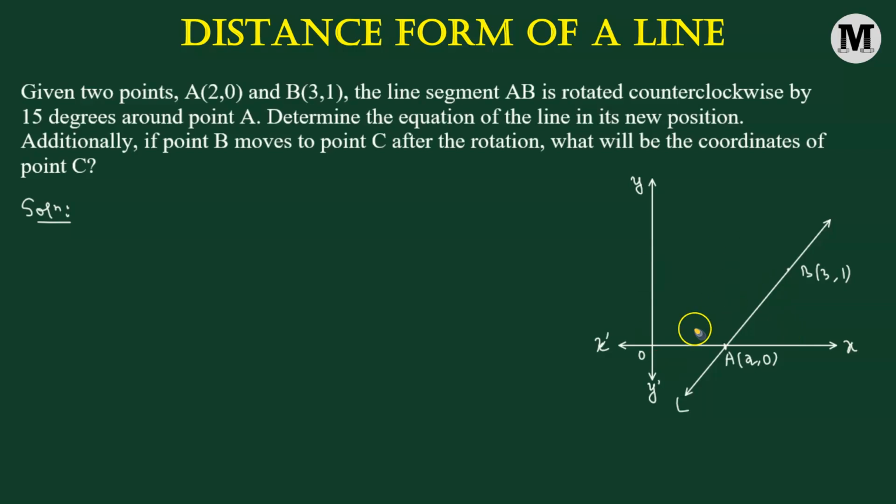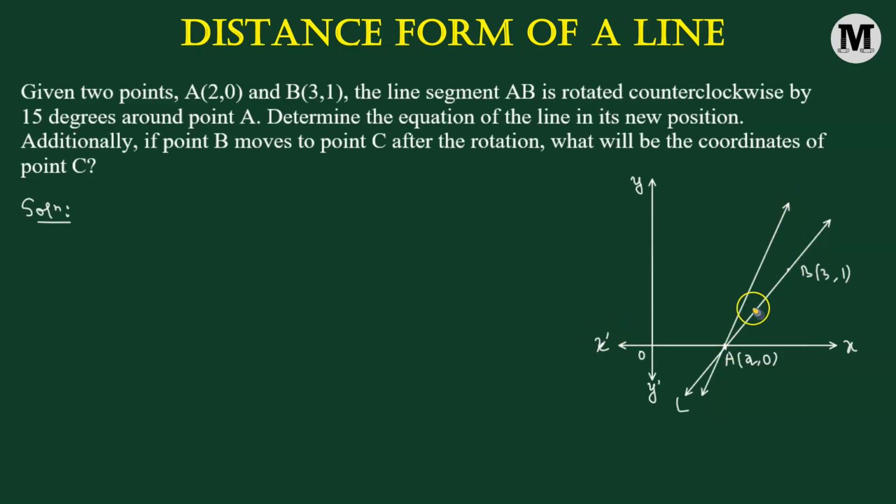Right. Now clearly this particular figure is not drawn to scale. Okay. So here we have the 2 points A and B through which the line passes. Now what we are going to do is we are going to rotate this line about the point A by 15 degrees in the anti-clockwise fashion.